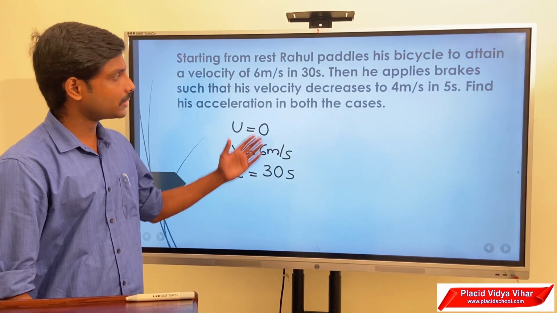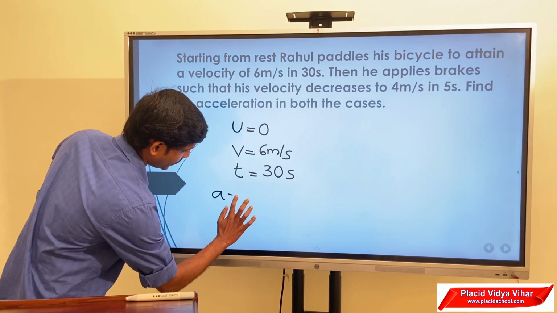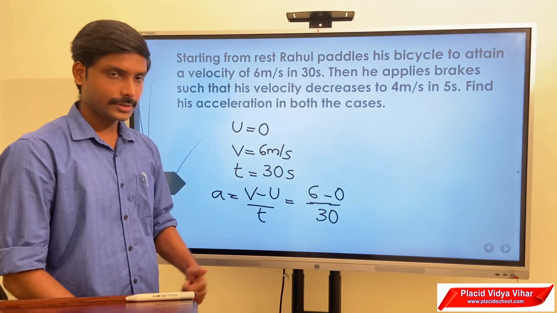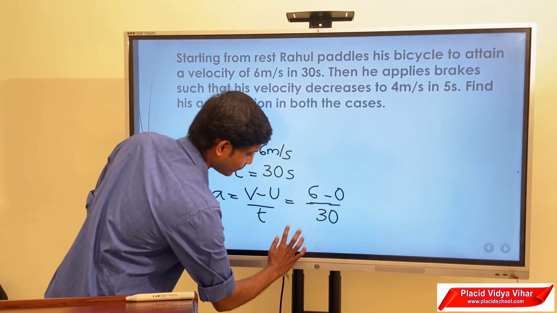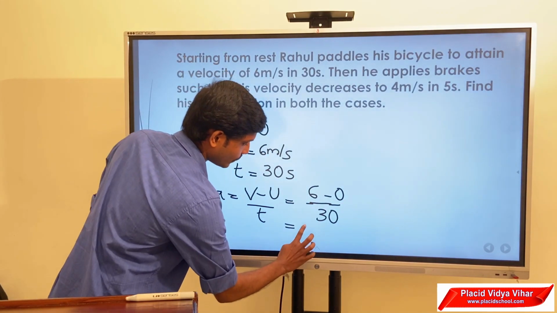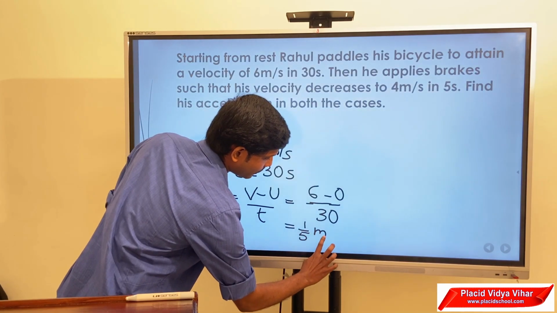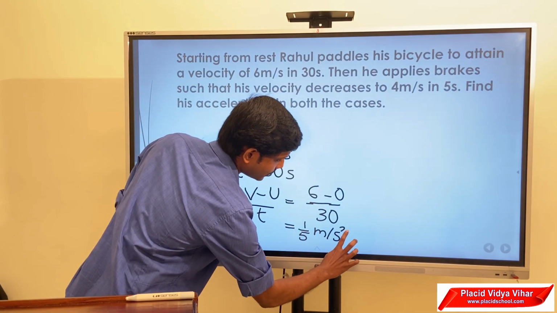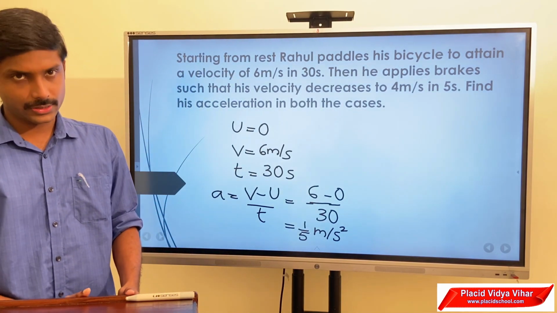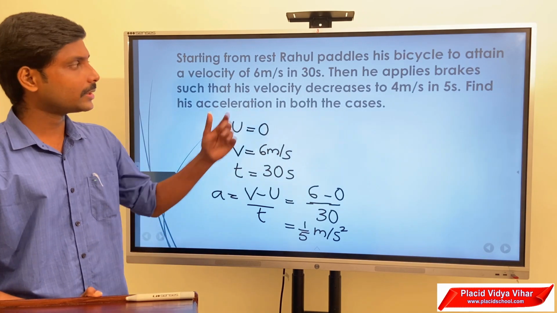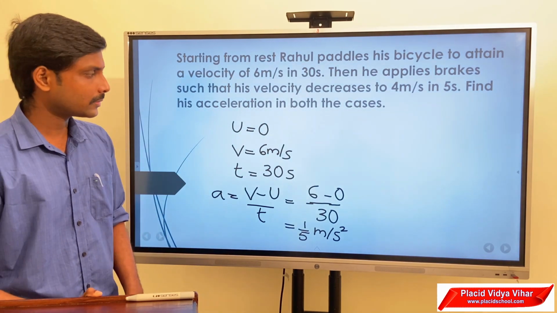What is the equation to find acceleration? a is equal to (6 minus 0) by 30. So what is the value? 1 by 5 meter per second square. That is the value of acceleration in the first case.